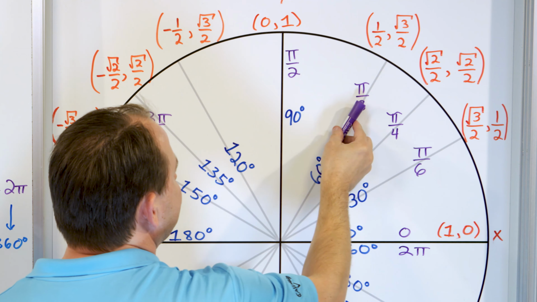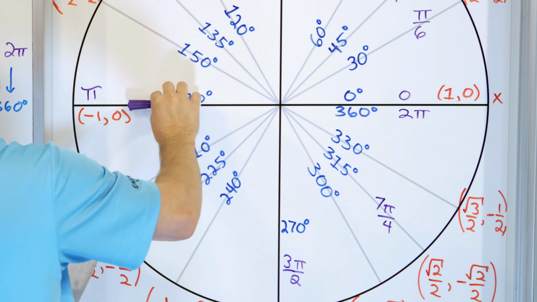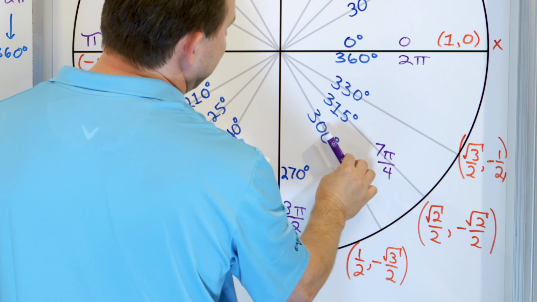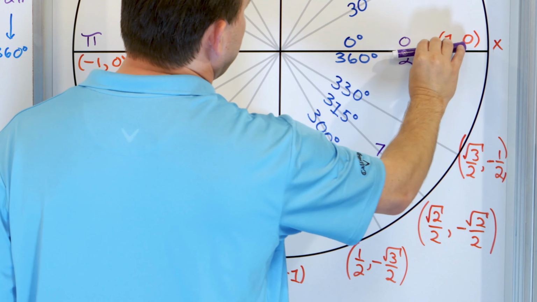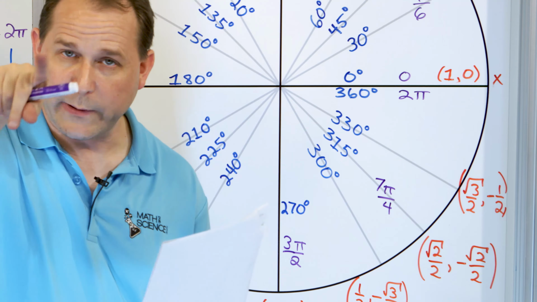Pi over 6, 2 pi over 6, 3 pi over 6, 4 pi over 6, 5 pi over 6, 6 pi over 6, 7 pi over 6, 8 pi over 6, 9 pi over 6, 10 pi over 6, 11 pi over 6, 12 pi over 6. 12 pi over 6 is 2 pi. So we count all the way around.